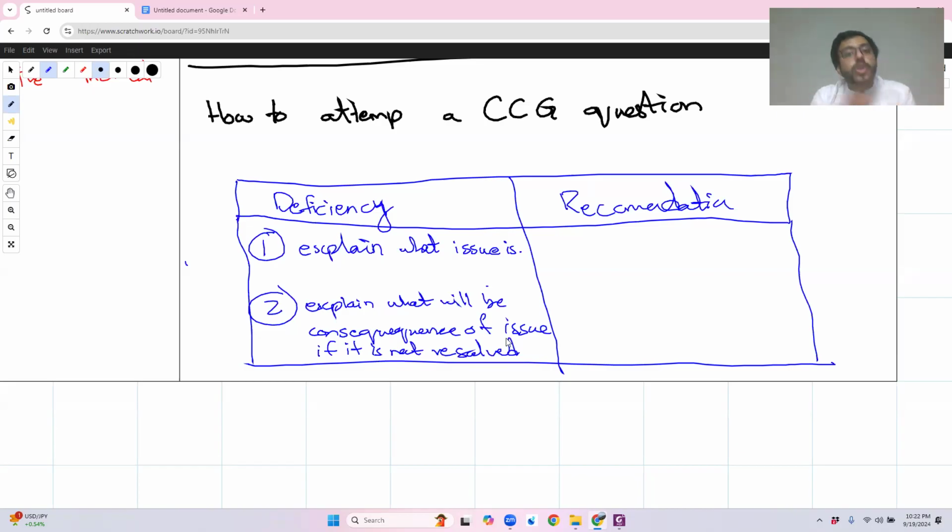Remember, we have not talked about the CCG, whether the CCG says it is correct, whether the CCG says it is wrong. All right, we have not talked about that. This is the deficiency part done for one single issue that you identified.